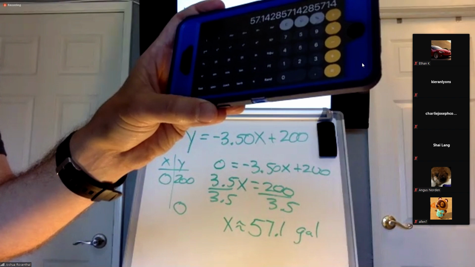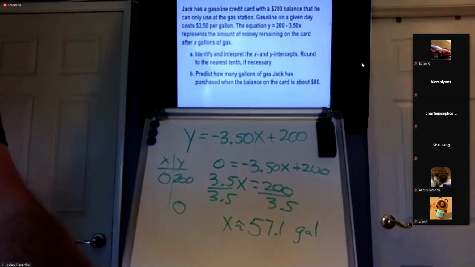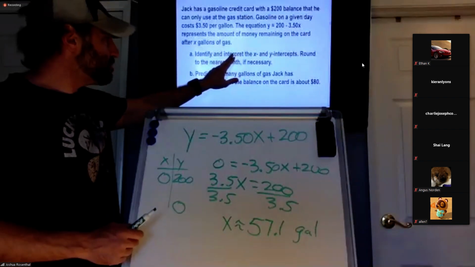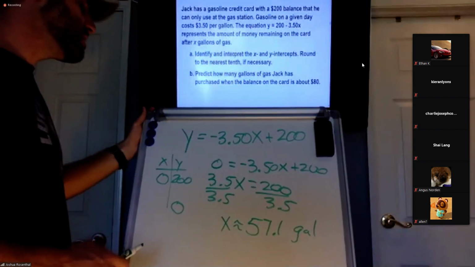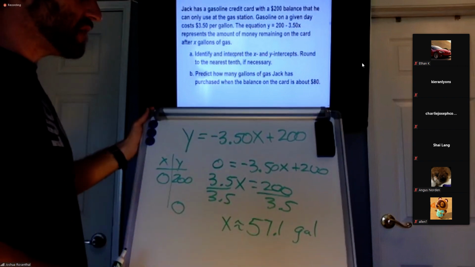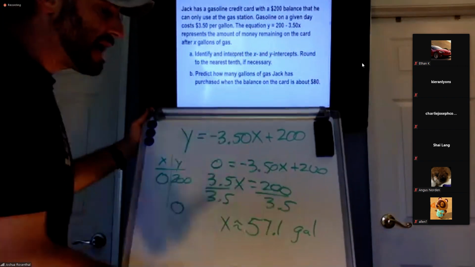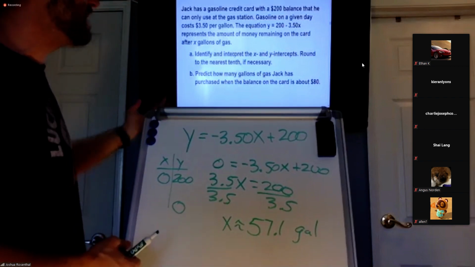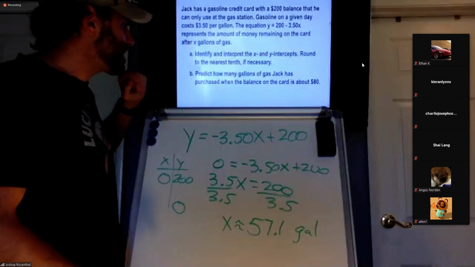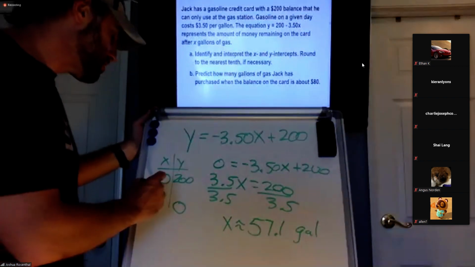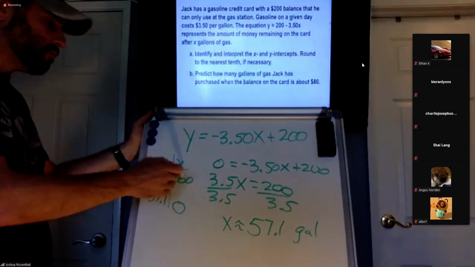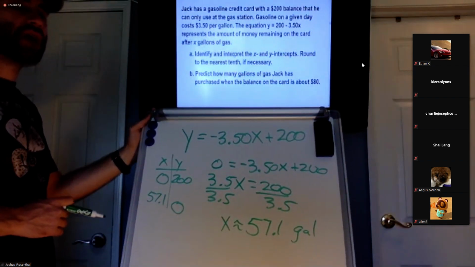Okay. All right. So if it's about 57.1 gallons, now it says identify and interpret. You have to say what these things mean. What is 57.1? By me putting gallons, I've done half of what it's asking me to do. If I just do 57.1, I've answered what the X-intercept is. The X-intercept is 57.1. The Y-intercept is 200, but I have not interpreted them.